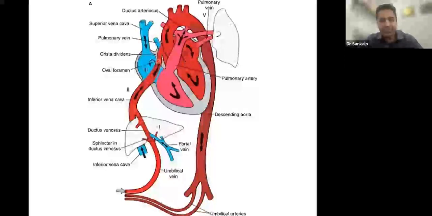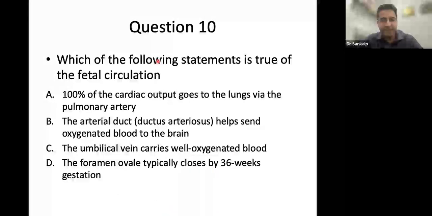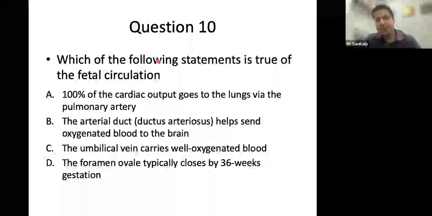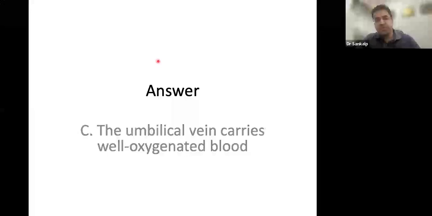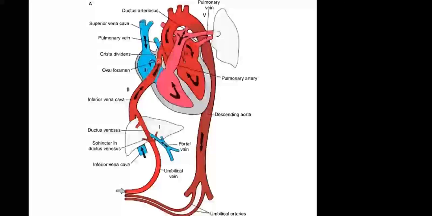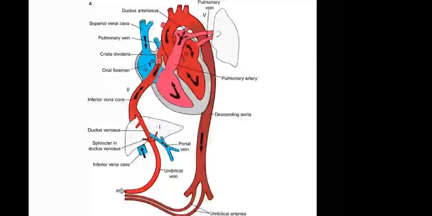And option D was foramen ovale typically closes by 36 weeks of gestation. Foramen ovale is often open at birth, and it closes sometimes after birth, right? So this option is also wrong; functionally it closes by 24 hours. So option C is the correct answer here, and we should know this fetal circulation thoroughly, because that helps in various management of postnatal transition and PPHN.